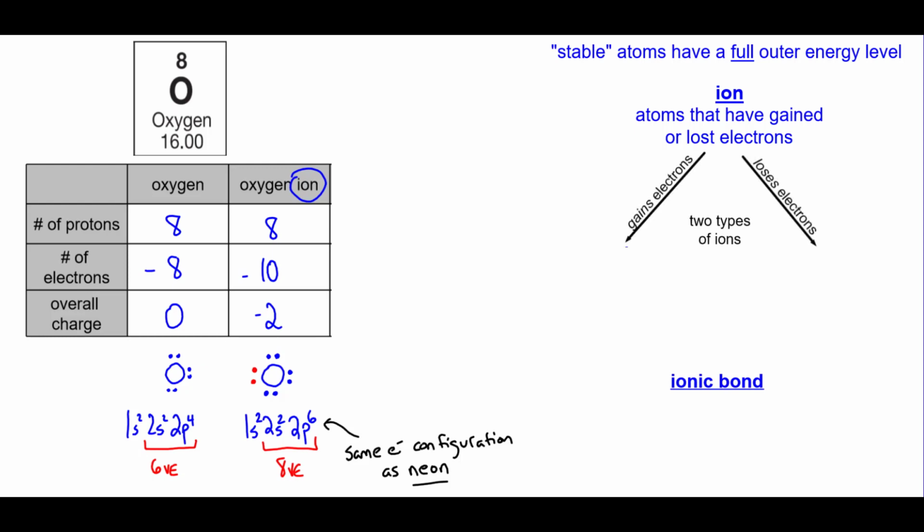And there are 2 types of ions, and they depend on whether the atom has gained or lost electrons. Anion is the name for an atom that has gained electrons and becomes negatively charged. I remember that like an acronym, A Negative ION is an anion.